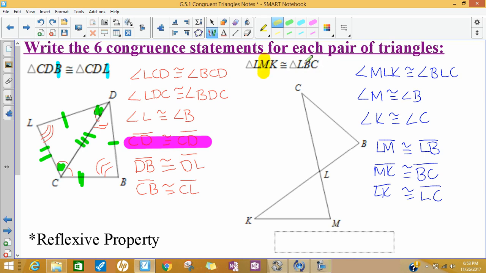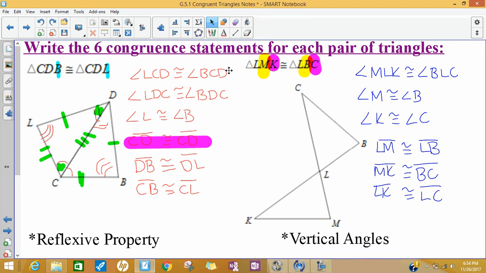And then I have M and B, and I have K and C. And again, LM, LB, MK, BC, LK, LC. It's just a matter of looking at the names of the triangles and picking the letters that are in the same position in each name. And of course, these types of angles, vertical angles, exist all of the time, and they're here. 1, 2, those angles are congruent because they're vertical angles.